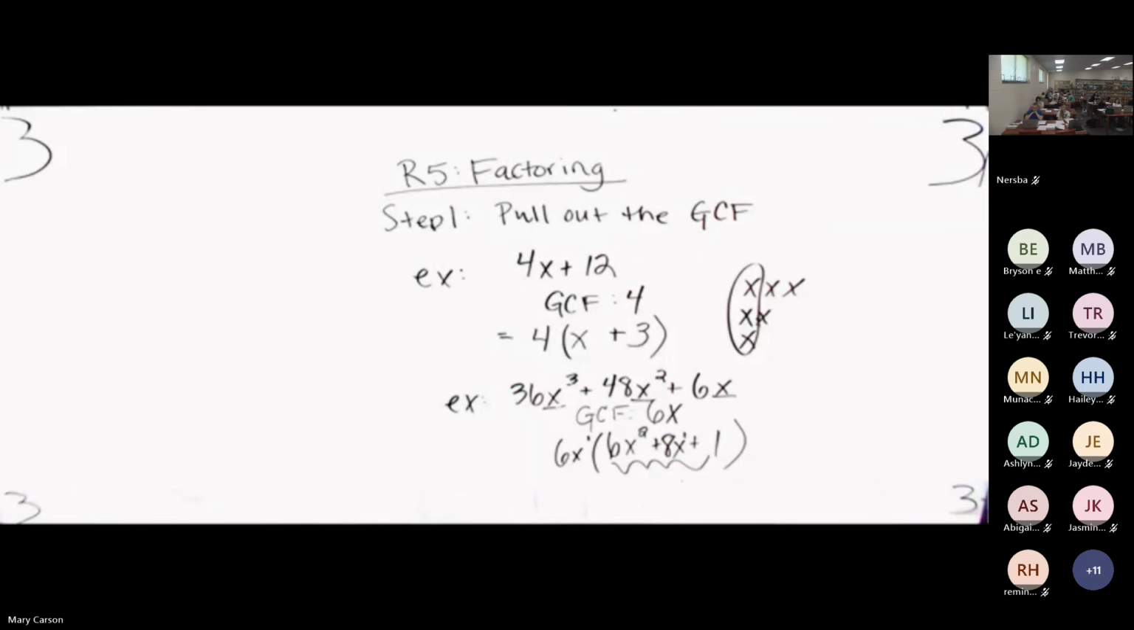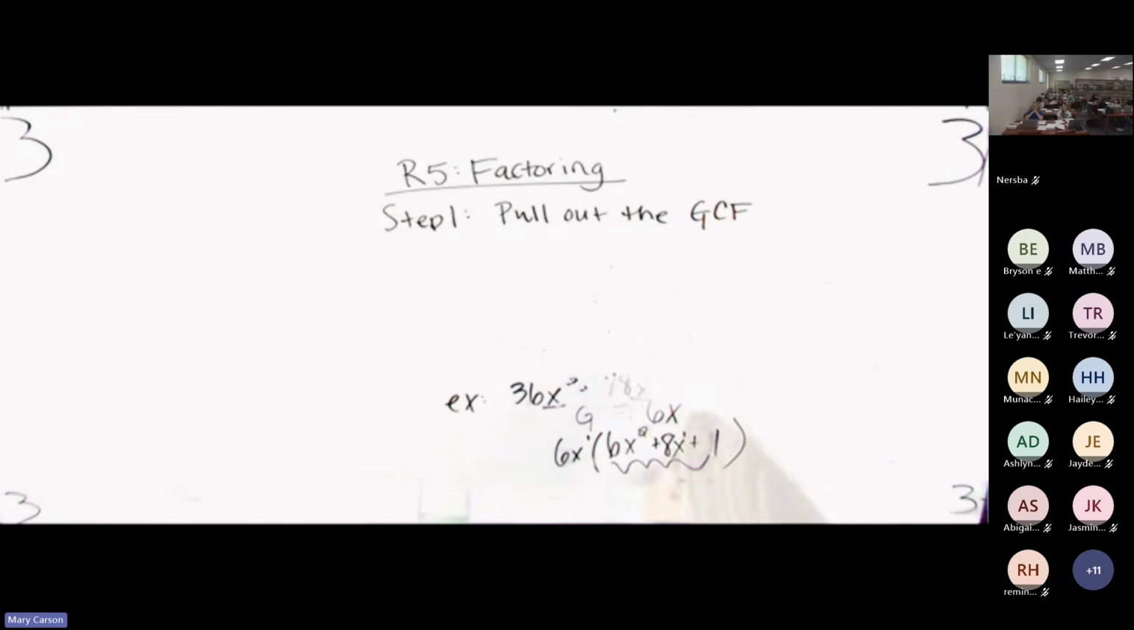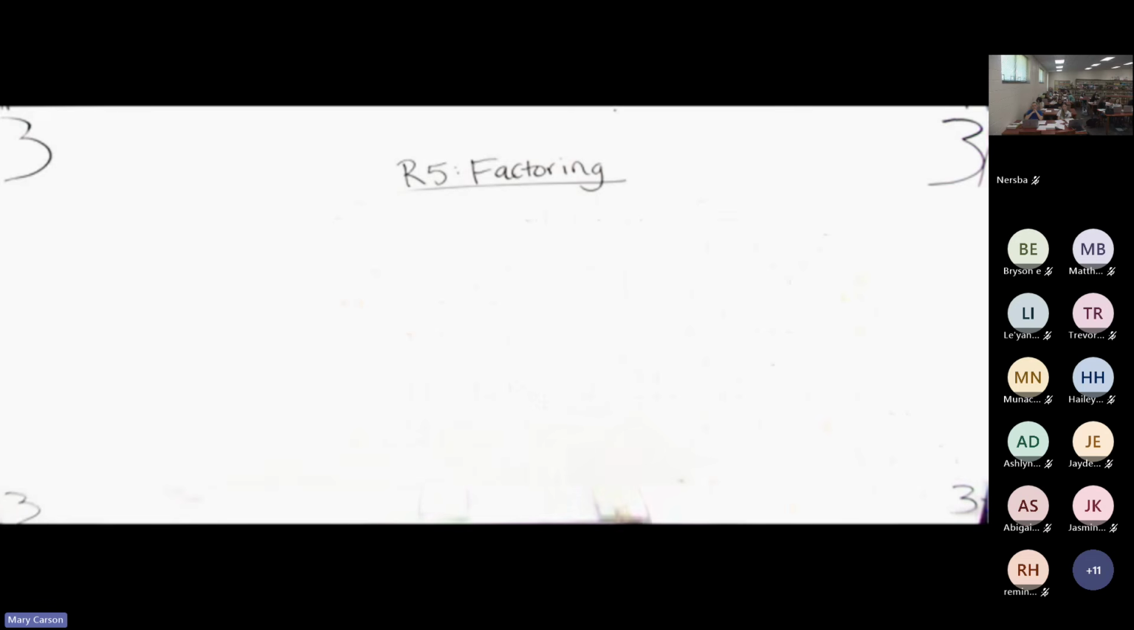All right. The second step is looking to see how many terms there are after you pull out the GCF. Like I said, if there are two terms, you want to look for those special products rules, which I said was the difference of squares, difference of cubes, and sum of cubes. So let's look at one. Let's say I want to factor x squared minus 9.